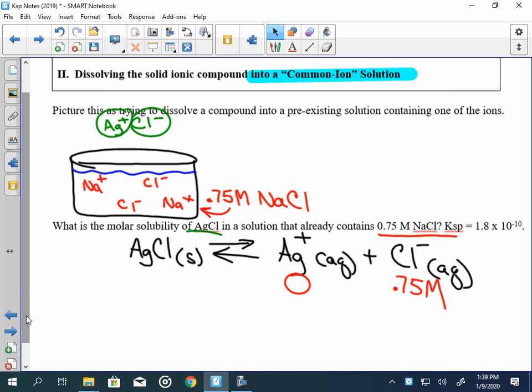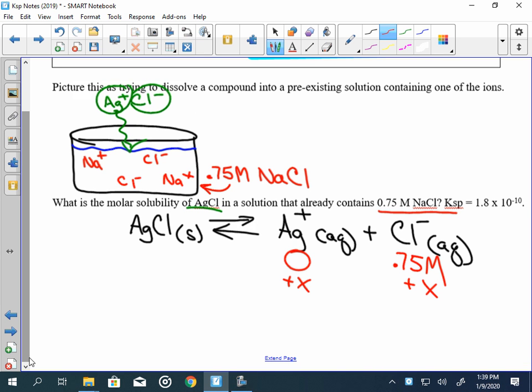Now, it does drift down all the way into the water, and a small amount does dissolve. Well, we know if you're adding AgCl, whatever does break apart, the Ag plus is going to go up by X, and the Cl minus also is going to go up by X. And eventually it will reach equilibrium, where that is X, and that is 0.75 plus X.